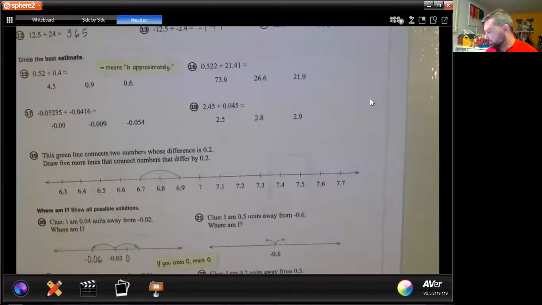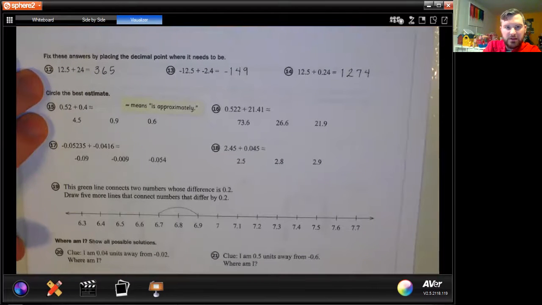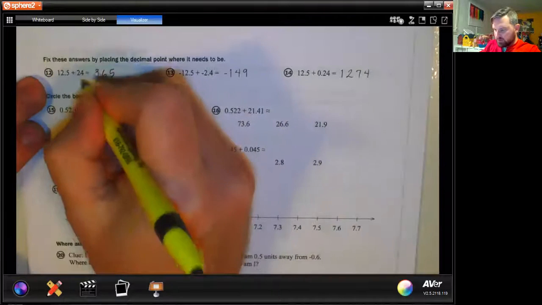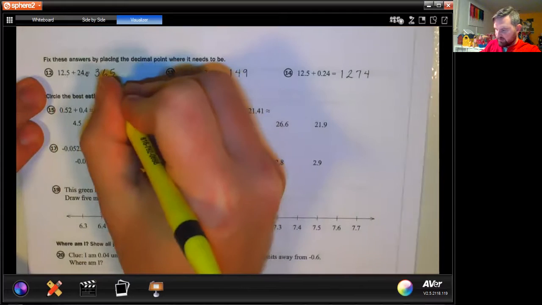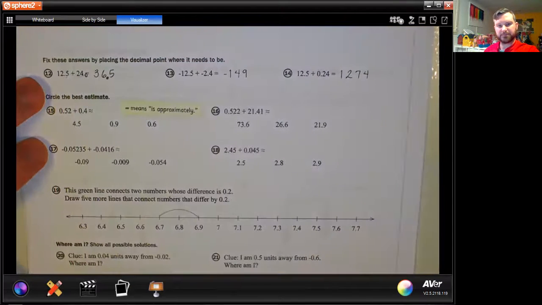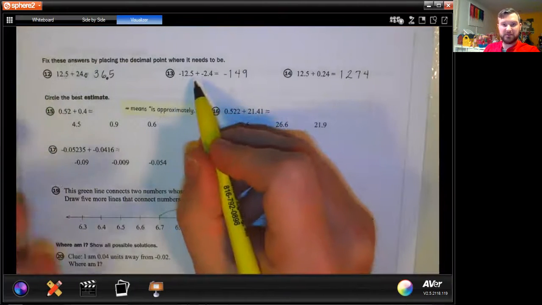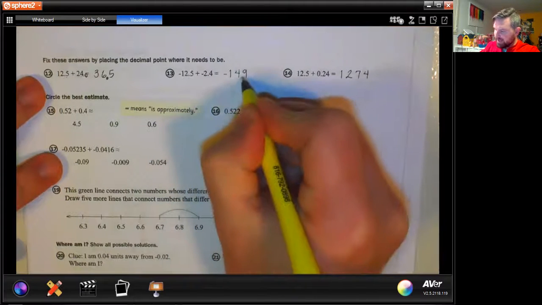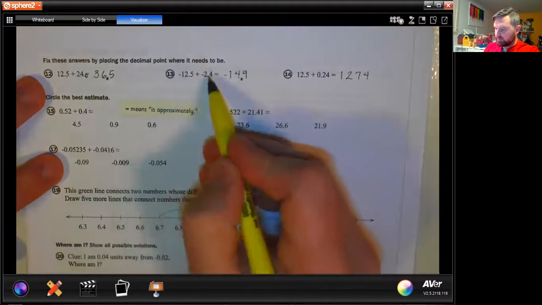Okay, number 12 on page 9. Fix these answers by placing a decimal point where it needs to be. Okay, so you have 12.5 plus 24. Well, this would be 24.0, so there's 0.5 plus 0.0 is still 0.5. So your decimal would go there. Okay, here if we add the decimals, they're both negative. So a negative plus a negative is still a negative. So you have 0.5 plus 0.4, which would be a 0.9. Okay, so you need that 0.9. And then negative 12 plus negative 2 is negative 14.